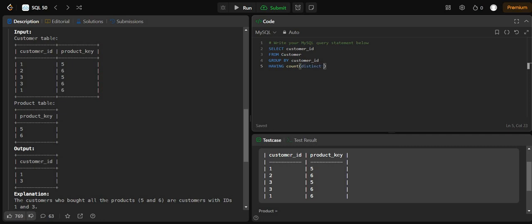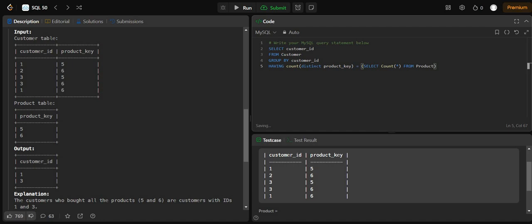Distinct product key equals to that, take the count of product keys from that customer ID within the customer table. So here we will apply a subquery where we will get the count of all the product keys present in product table. So count star from our product table.